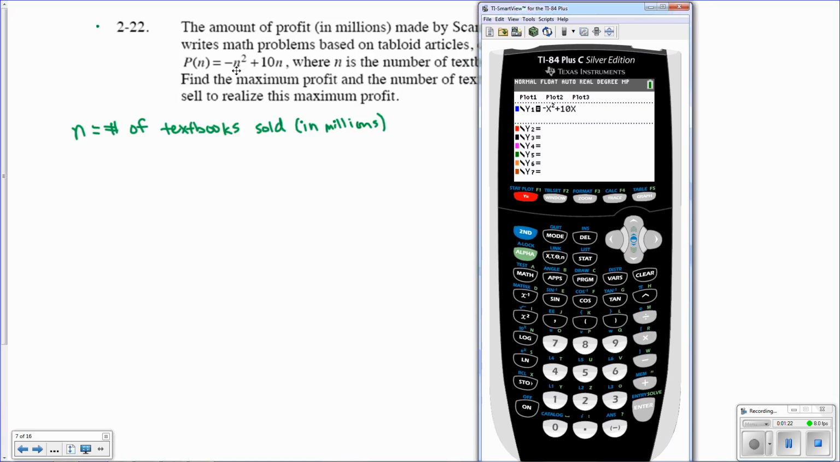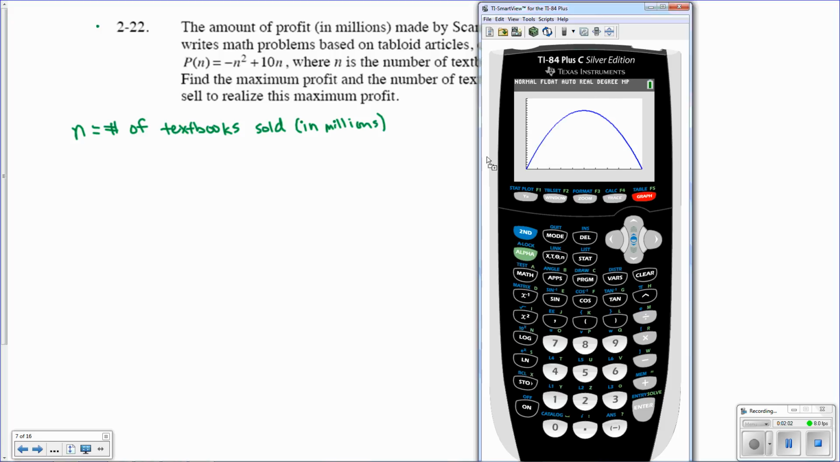Before I even start, I know that I have a negative 1 n squared, so this should be facing down. I've already typed it into my calculator to save time: negative x squared plus 10x. I graph it, and the window I'm using is from 0 on the x-axis to 10, and my y minimum is 0 and my y max is 30, just so you have an idea of what you're looking at. And you see it's a parabola that goes down.